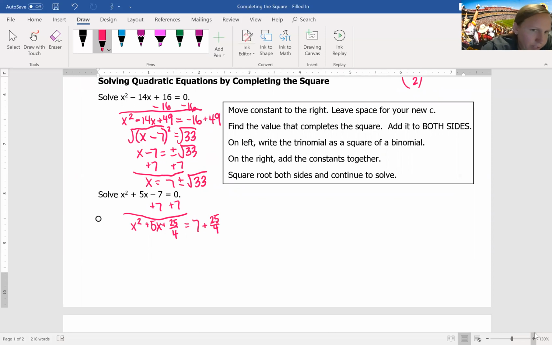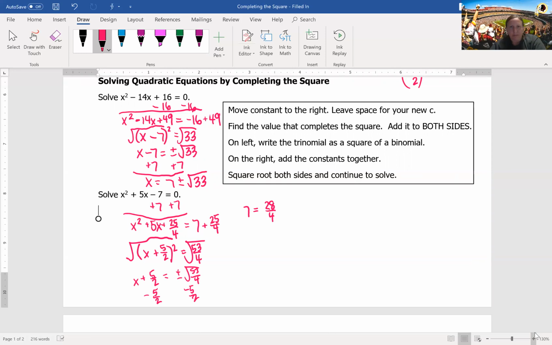Okay, now I can write this left-hand side as a perfect square, the square of a binomial. So it's going to be x plus 5/2 squared. Over here, 7 really equals 28/4. So I can combine those together to get 53/4. And now I can square root both sides. I get x plus 5/2 equals positive or negative root 53/4. I can subtract 5/2 from both sides.